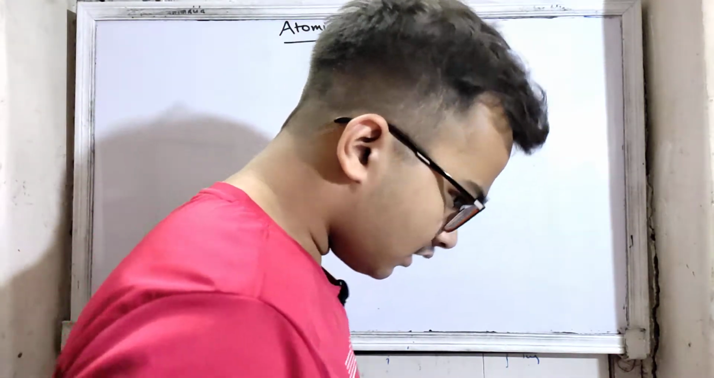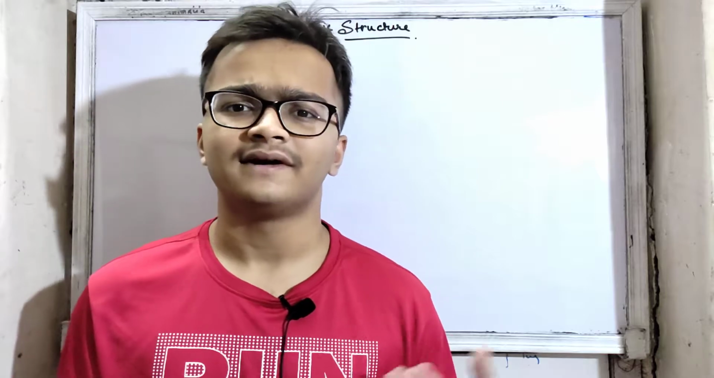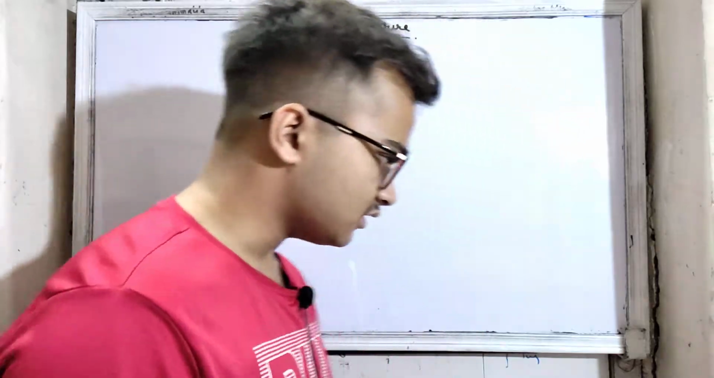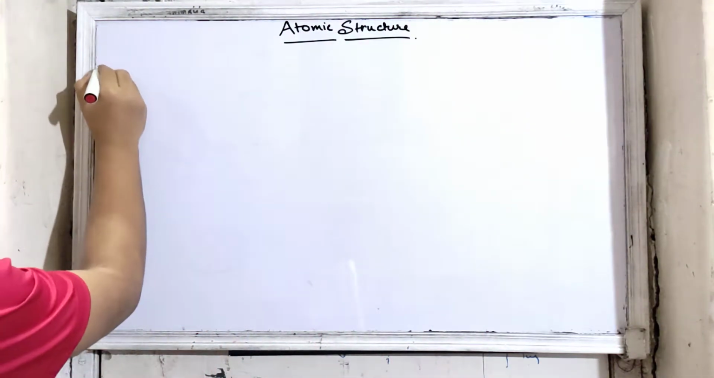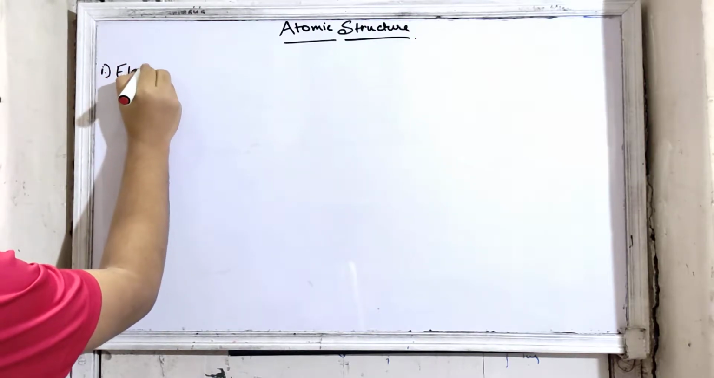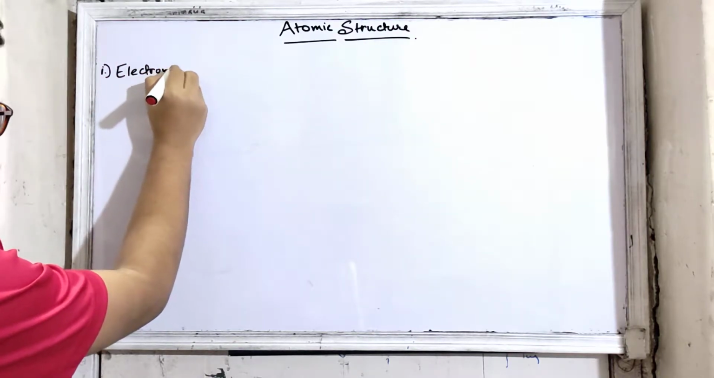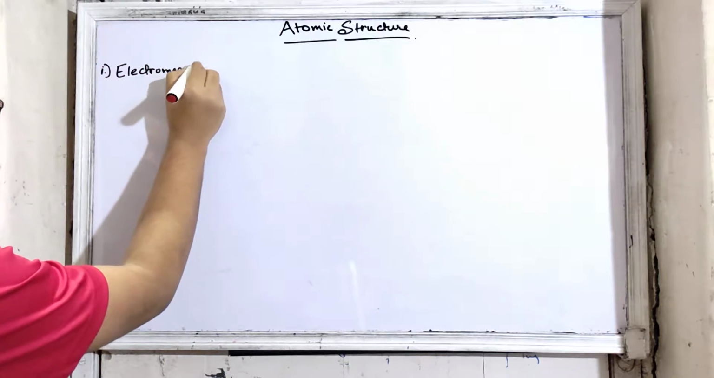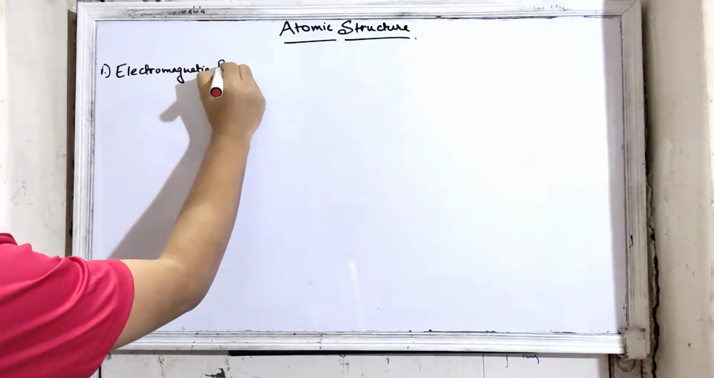Now the first thing which we learn in this chapter is a few formulations, and then we will apply them while doing the sums. So let's start with the first category of formulas which comes in this chapter. It's from electromagnetic radiation. Let's give the heading: Electromagnetic radiation.